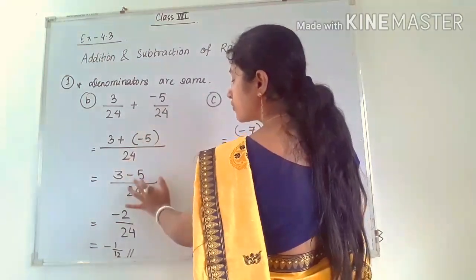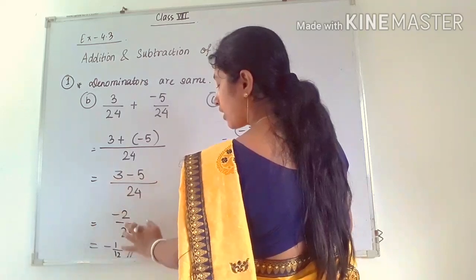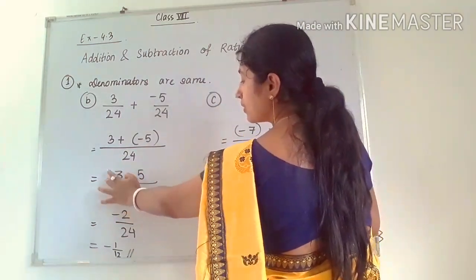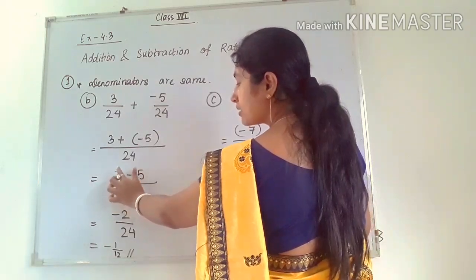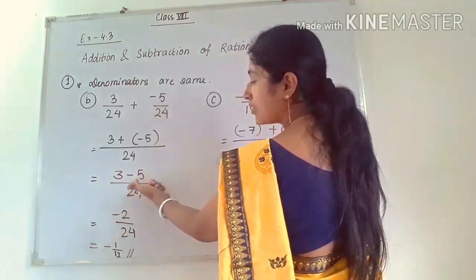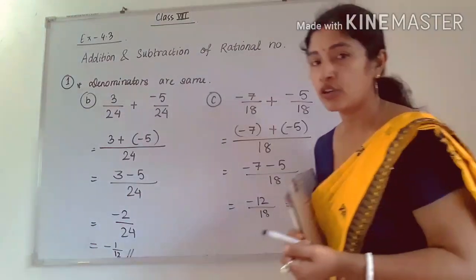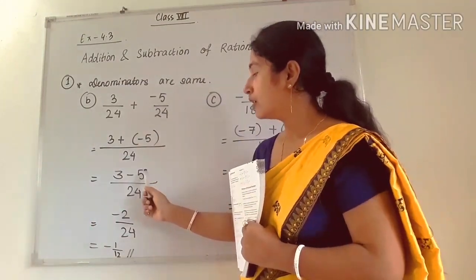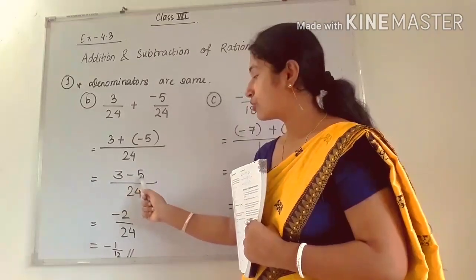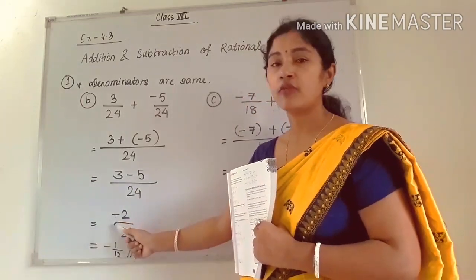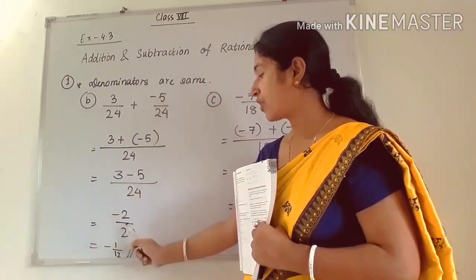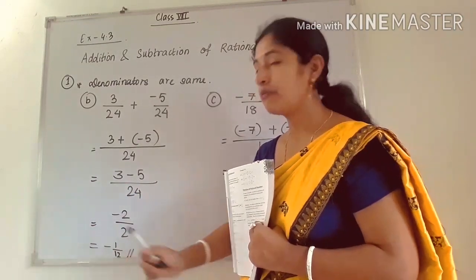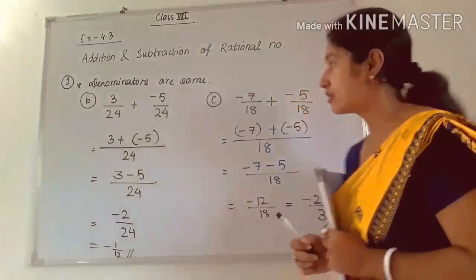Then plus minus will be what? Minus. 3 minus 5 is what? Minus 2. All of you know, if there are two numbers and one is plus and the other is minus, then you have to do subtraction. And for the number which is bigger, you have to check the symbol before the bigger number. So it is minus, that means you have to write minus. So 3 minus 5 is minus 2. Minus 2 by 24, when we cancel it, we get minus 1 by 12, which is the answer.